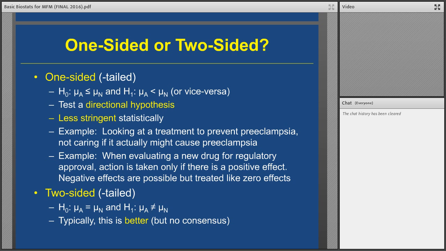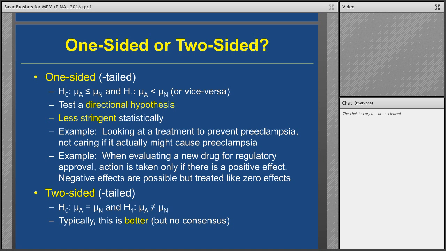Or when evaluating a new drug for regulatory approval, we are only really going to take action if there's a positive effect. Negative effects are possible, but this would be the same as a zero effect. So when we're submitting this for regulatory approval, we might only do a one-sided test.